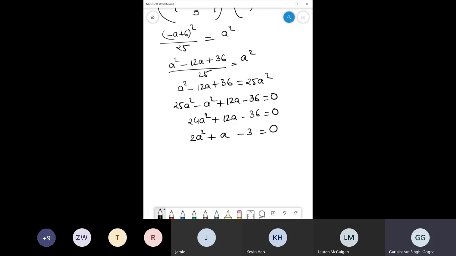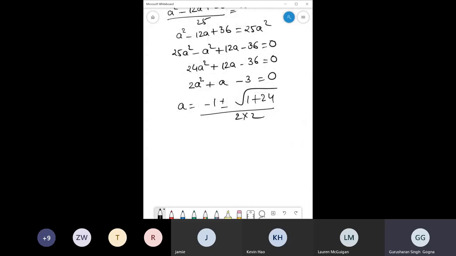Okay, and then you can use factorization, or you can use the minus b formula to get the value of a. Whichever you think is going to work. So let's use the minus b formula. Minus b means minus 1 plus minus square root of 1 minus 4 times 2 times minus 3, which is 1 plus 24, over 2 times 2. I'm just doing it quickly. So minus 1 plus minus square root of 25, which is 5, over 4. Another value is minus 1 minus 5 over 4. 5 minus 1 is 4, 4 over 4 is 1.